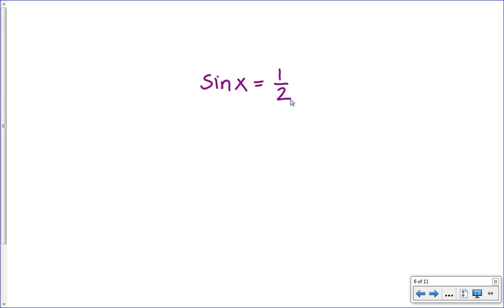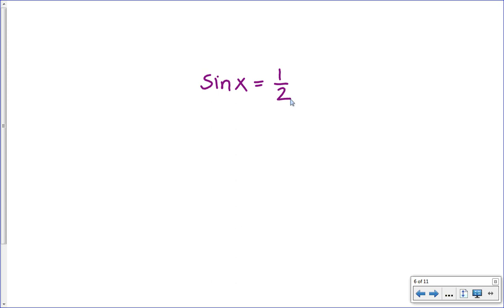If it's a non-calculator question, that ratio 1/2 is going to be something recognizable from one of your special triangles, like a 30-60-90 or a 45-45-90. So the side lengths will be like a 1, a 2, a root 2, maybe a root 3, from one of those triangles.